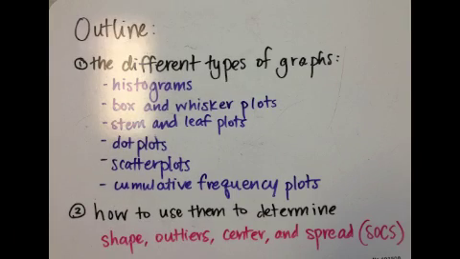In this lesson, we'll be talking about histograms, box and whisker plots, stem and leaf plots, dot plots, scatter plots, and ogives. We're also going to show you how to use these types of graphs to determine shape, center, outliers, and spread.